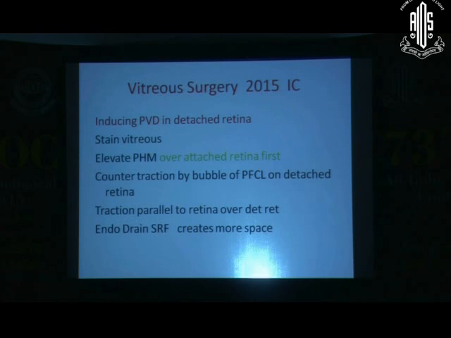When we induce a PVD in the case of a detached retina, if there is a partial detachment, we start with inducing the PVD over the attached retina first and then go on to the detached retina, where we have to pull the PVD tangential to the retina. Sometimes pulling on the detached retina increases the bullous nature of the retinal detachment, and if the vitreous is not cleared, the vitreous may in fact be pulled into the port as you remove this instrument. We can avoid this by putting a bubble of PFCL to apply counter traction onto the retina, and sometimes we can endodrain part of the fluid to reduce the bullous nature of such a retina.